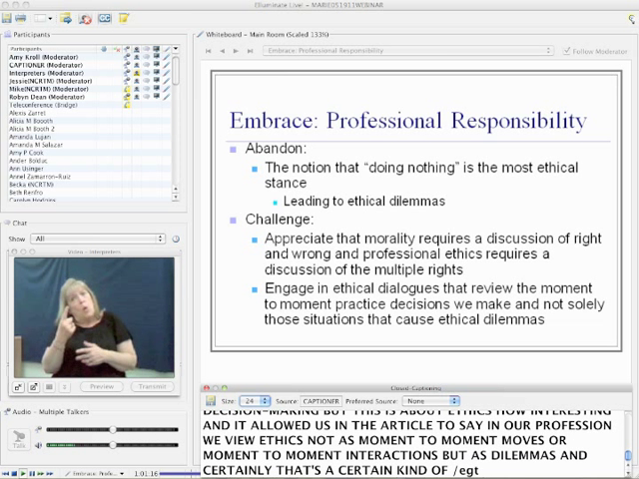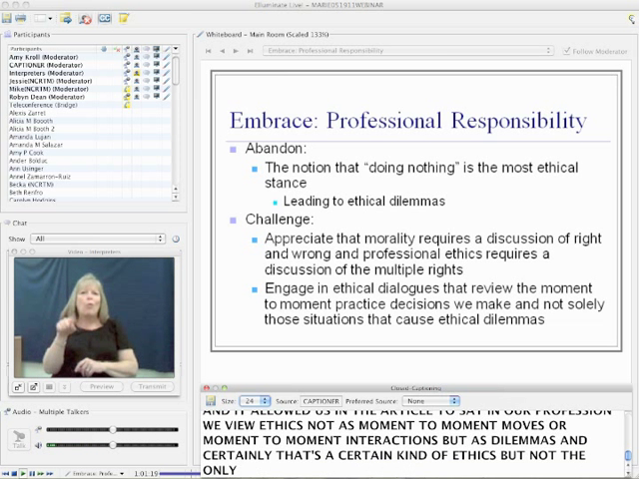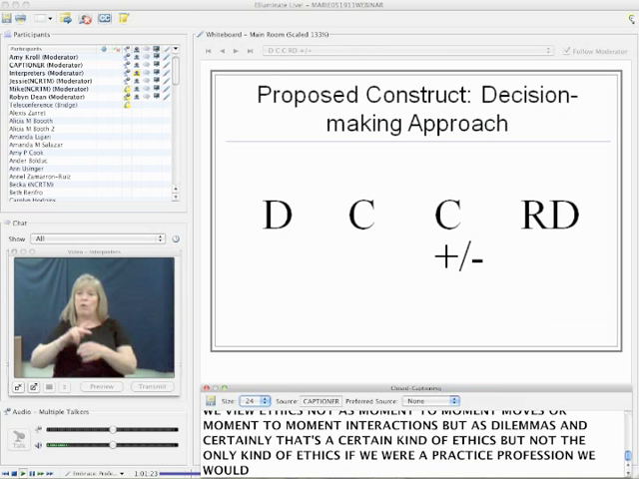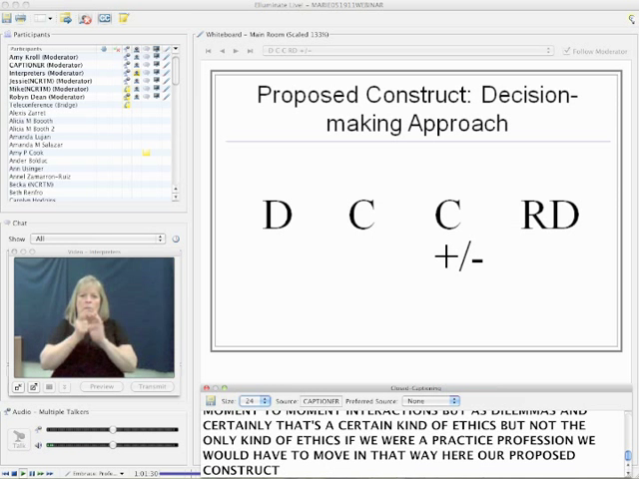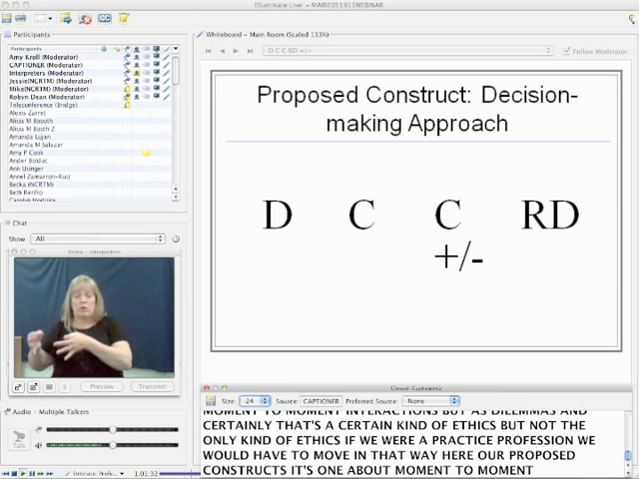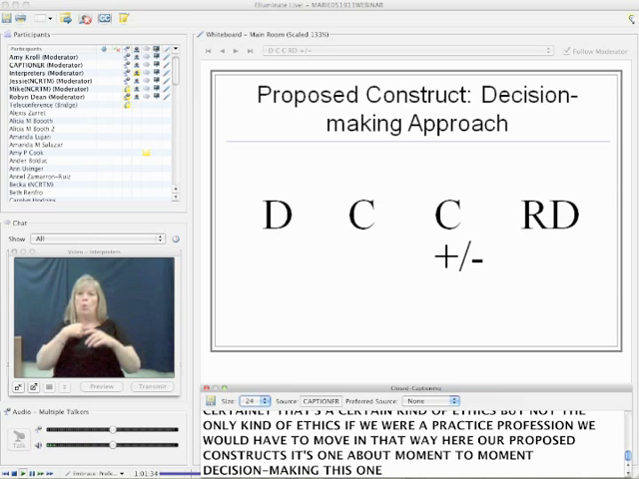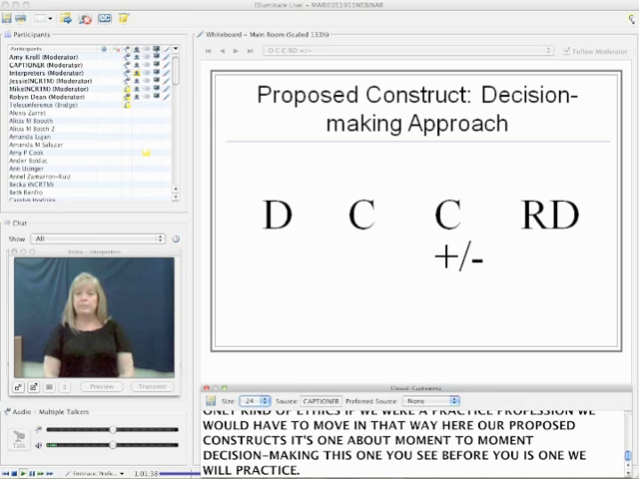If we were a practice profession, we'd have to move in that way. Here's our proposed construct. Our proposed construct is one about moment-to-moment decision-making. This construct you see before you is one we will practice. It stands for what are the demands, and of course in that case the D is only seeming to convey one demand, but I actually want you to consider that's the constellation of demands.